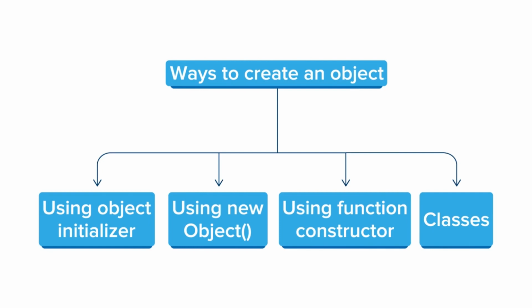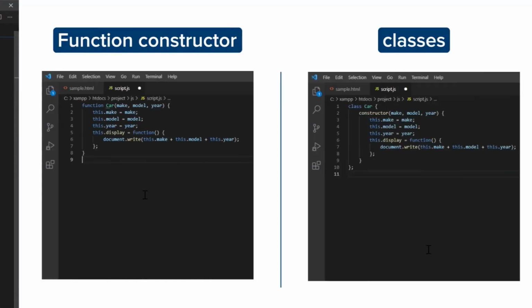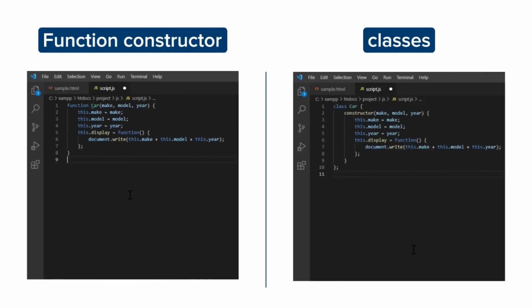This method was introduced in JavaScript in 2015 with ES6. If you have understood how to create an object using a function constructor, then this would be super easy for you to understand. Earlier, we saw how we can create an object using a function constructor. Well, for classes, the syntax is pretty much similar. Everything which was earlier inside the car function in case of function constructor is now inside the function named constructor in case of classes. Further, the constructor function is inside a class.